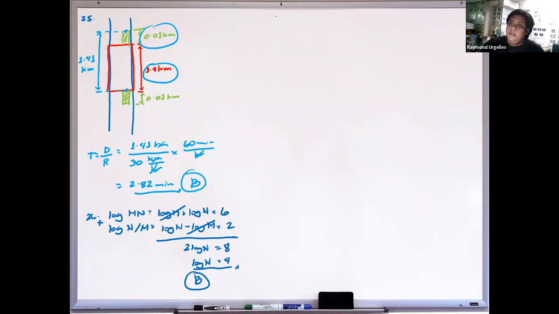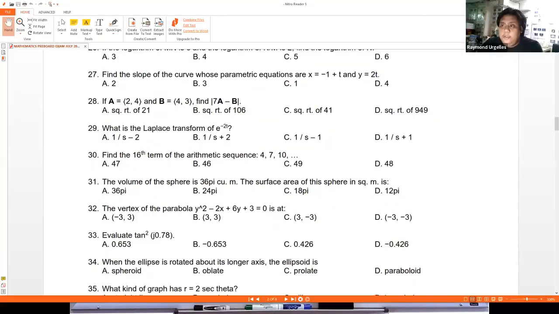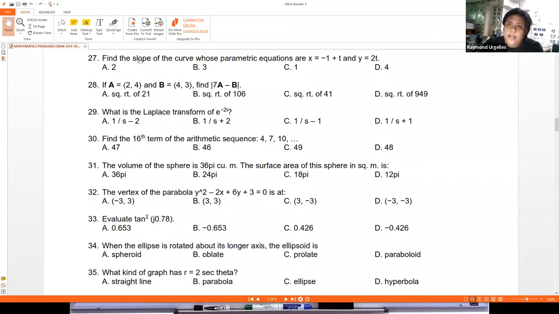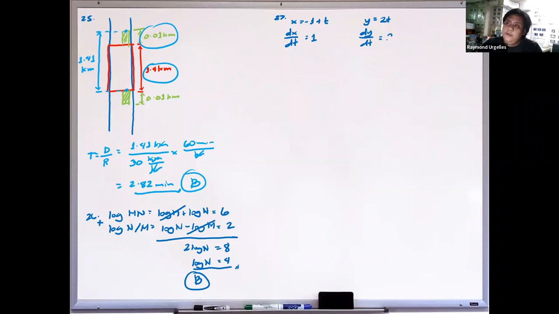Okay? So next number, 27. Find the slope of the curve whose parametric equations are given. So again, ito yung given sa atin ng parametric equation, hinahanap yung slope. X is given, so we have negative 1 plus t. Therefore, we can get dx dt, which is equal to 1. We are also given y is equal to 2t, so yung dy dt natin is equal to 2.